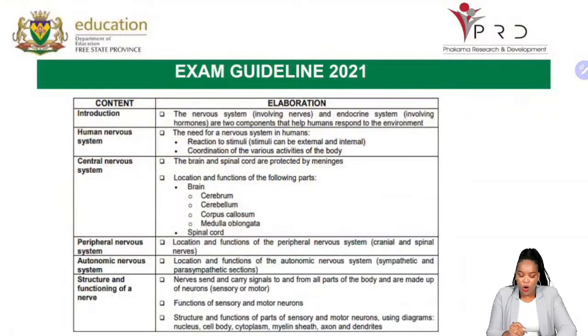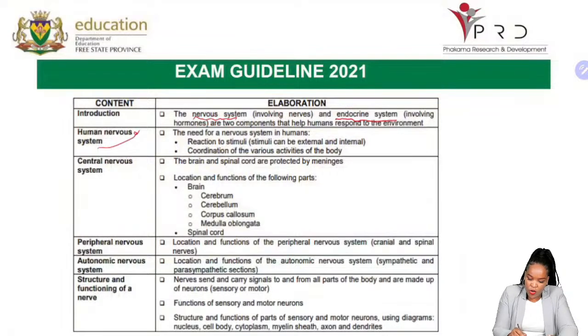Firstly, we are going to look at the introduction of the topic. What is the topic of the day? The nervous system. The nervous system and the endocrine system are the ones that help humans to respond to the environment. So we're going to look at how these two systems enable humans to respond to the environment. Then you're going to look at the entire human nervous system.